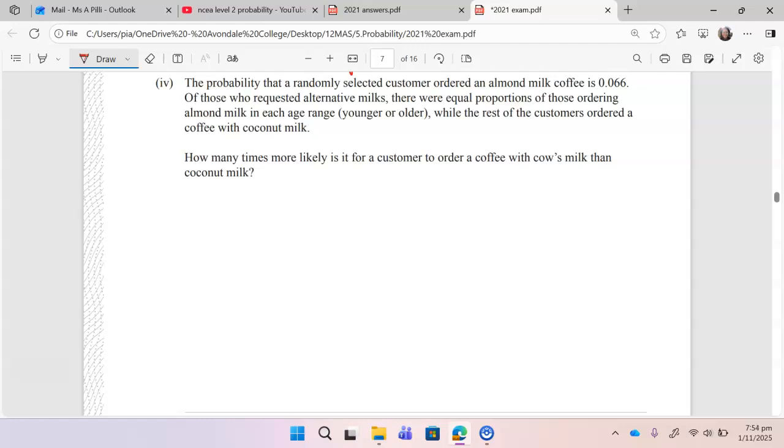Probability that a randomly selected customer orders an almond milk coffee is 0.066. Of those who requested alternate milks, were in equal proportion, those ordering almond milk, while the rest of the customers ordered a coffee with coconut milk. Okay, how many times more likely?